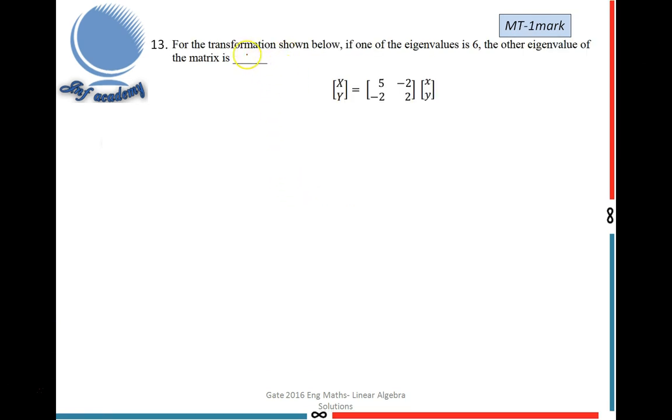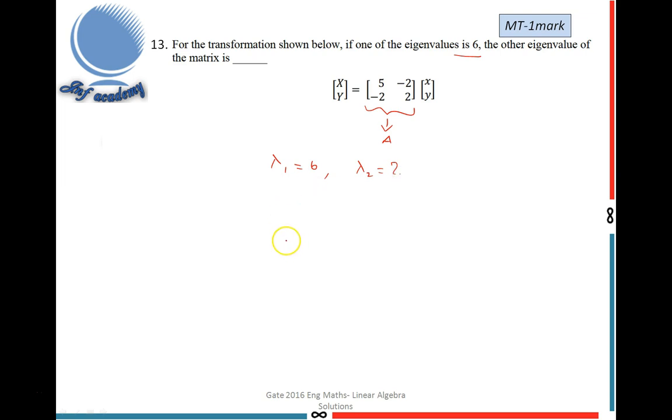Now the 13th problem. It's from the MT department and carries 1 mark. For the transformation shown below, if one of the eigenvalues is 6, what is the other eigenvalue of the matrix? This is the matrix A. One eigenvalue is given, lambda 1 equal to 6. You have to find the other eigenvalue, lambda 2.